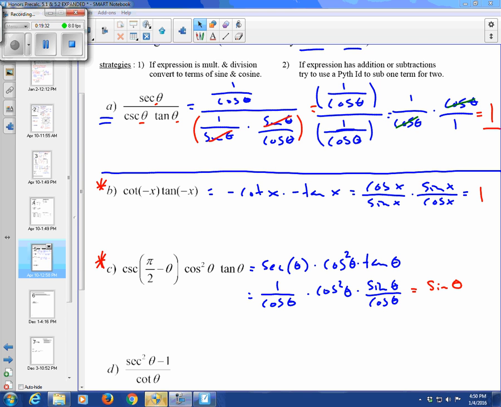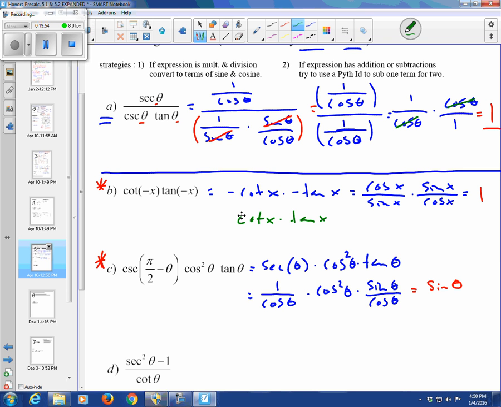Okay, so looking at these two guys, B, we've got cotan of negative x times tan of negative x. Right here, we know that both of these functions are odd, so that's going to give us negative cotan of x times negative tan of x. And when we multiply two negative numbers, we get a positive, so we'll just write this down here, cotan of x times tan of x.